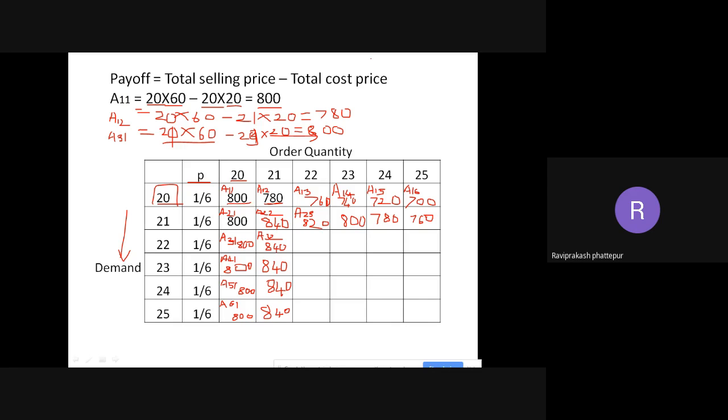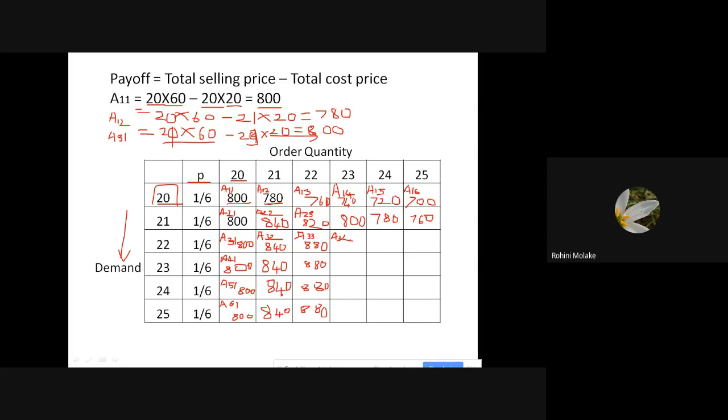So next, A33. What is the value of A33? 880. Because I am buying 22 quantity and I am selling 22 quantity, right? So it is 880. Next, I am buying 22, my demand is 23, but I can sell only 22. So from here, it will be 880 all together till the end. So next, A34.